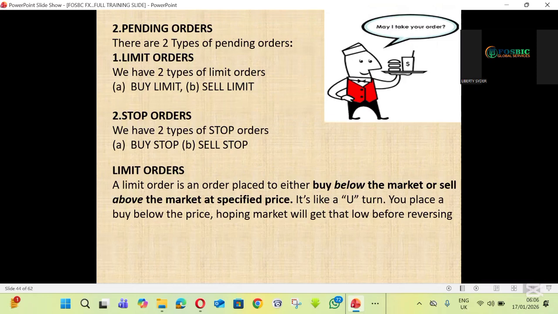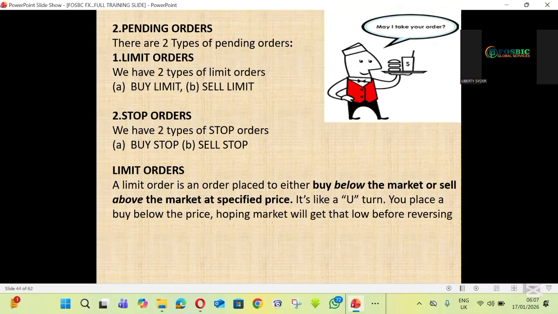Now we have pending orders. There are 2 types of pending order. Remember, I told you we have 2 types of orders in Forex: instant order and pending orders. We've just discussed instant orders, which means buying at the best available price. Now we want to discuss pending orders. There are 2 types of pending orders in Forex: limit orders and stop orders.